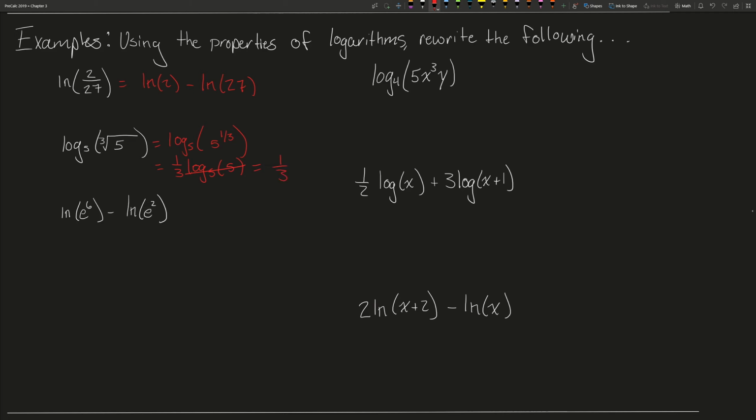The next one says the natural log of e to the 6 minus the natural log of e squared. So again, using the power property, we can rewrite this as 6 times the natural log of e minus 2 times the natural log of e. Again, using properties from the last class, the natural log of e is just 1, so that crosses out, and again, this one crosses out as well. So we're left with 6 minus 2, which is just equal to 4.